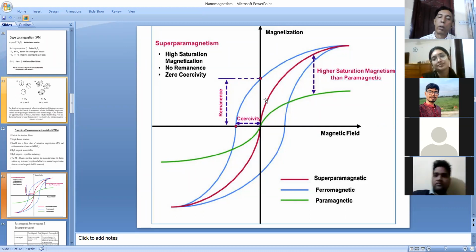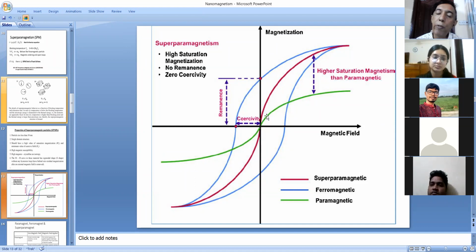Now, if we magnetize and demagnetize a normal paramagnetic substance, it will be like this, this green one. This is also a sigmoidal curve. It is also an S-type curve. It is for a normal paramagnetic substance. It may be nano or it may be bulk.